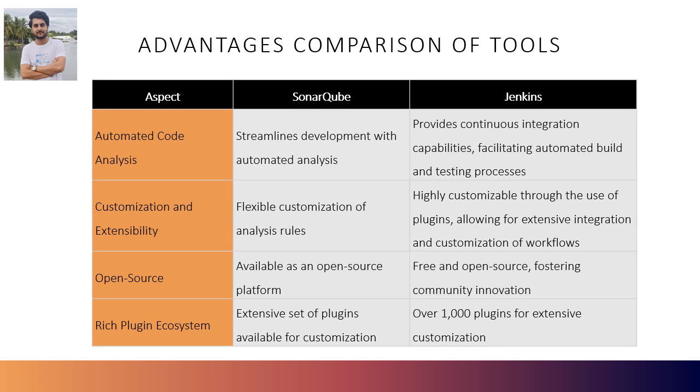Now looking at the final aspect, rich plugin ecosystem. So for SonarQube, there is an extensive set of plugins available for customization. With an extensive set of plugins, SonarQube can be molded to fit a multitude of development environments and programming languages. These plugins can introduce new features, connect to additional systems, or provide integrations that enhance the utility of the tool beyond its out-of-the-box capabilities. Looking at Jenkins, over 1,000 plugins for extensive customization.